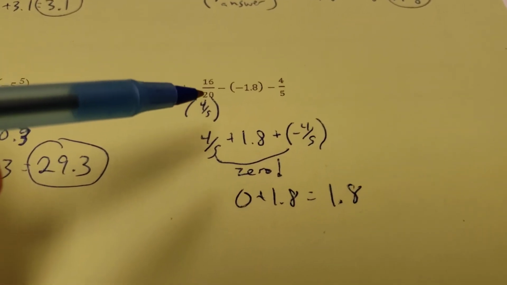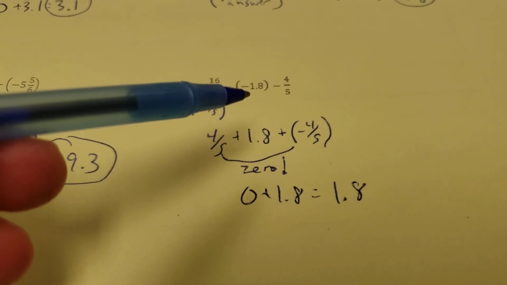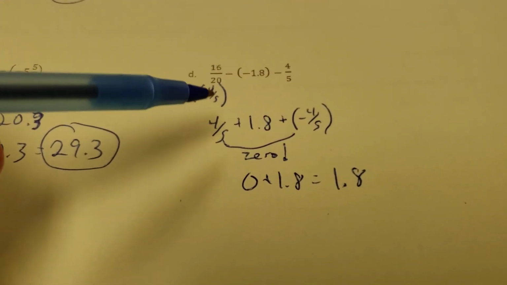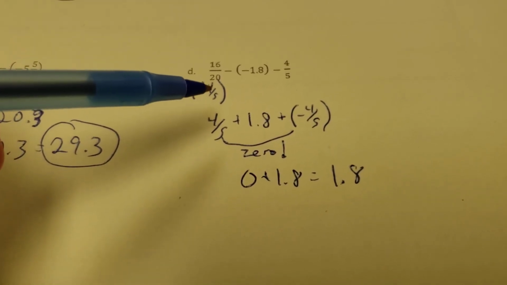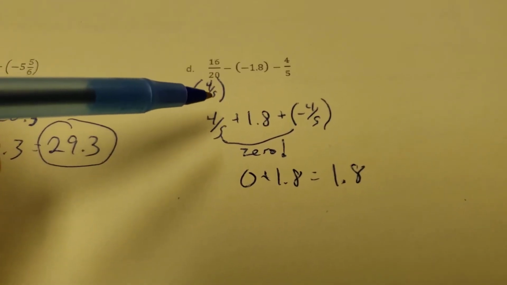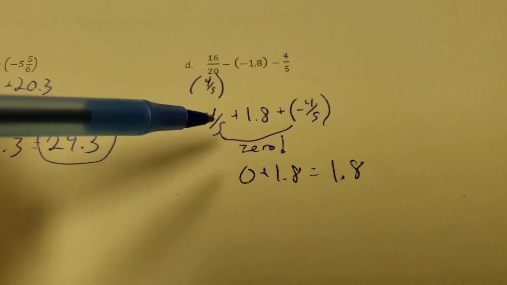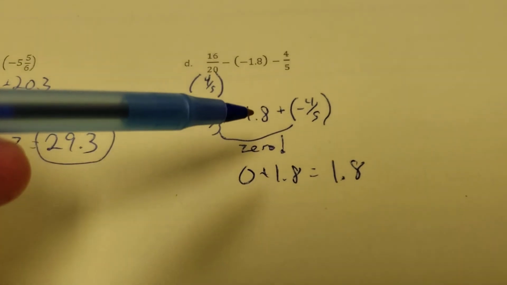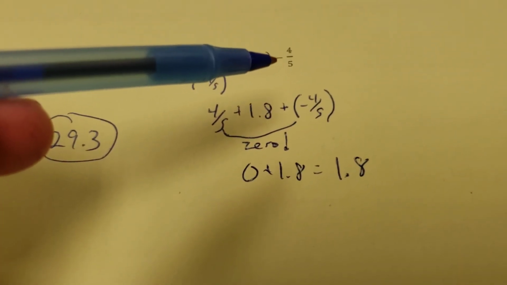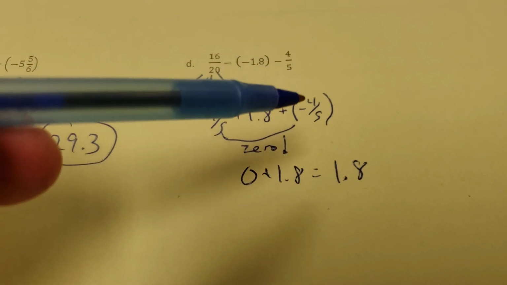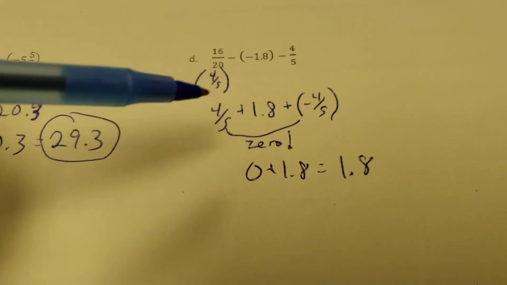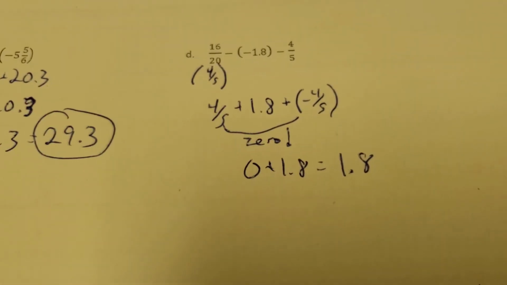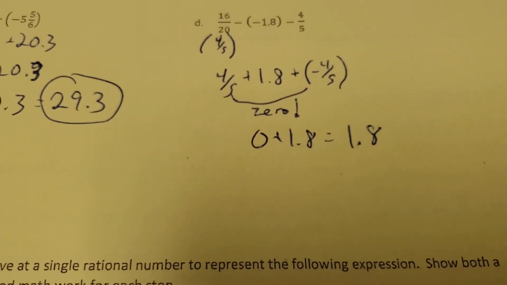All right, I got 16/20 minus a negative 1.8 minus 4/5. Now this 16/20 can go to lowest terms. It's going to be 4/5. Divide them both by 4, and I get down to 4/5. So I change my subtraction to addition. So 4/5 minus changes to a plus. This is now the opposite, a positive 1.8. And instead of subtracting, I turn it into addition. And 4/5, the opposite of that is negative 4/5. Oh, 4/5 and negative 4/5 makes 0. All that's left is a 1.8, and there we go. I have a 1.8 for my answer there.